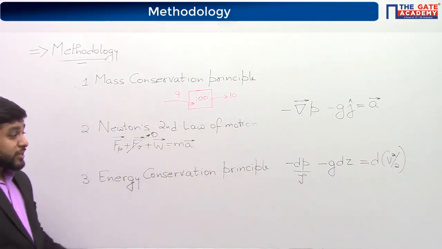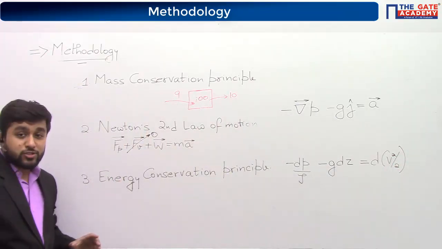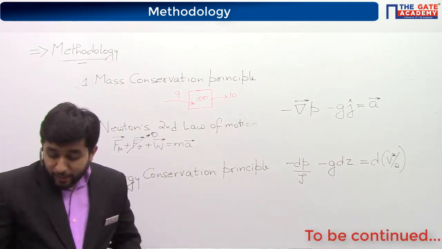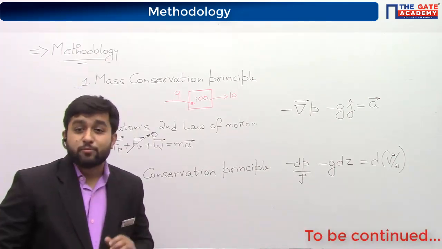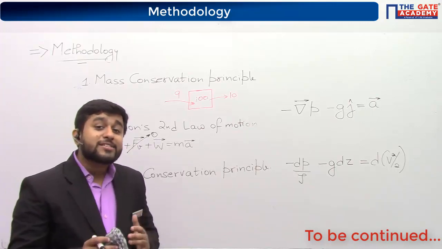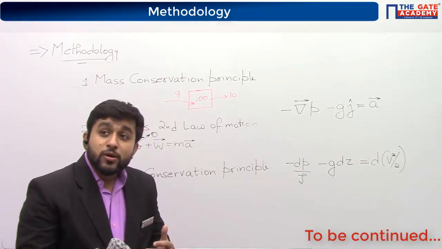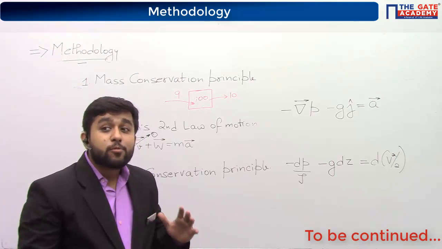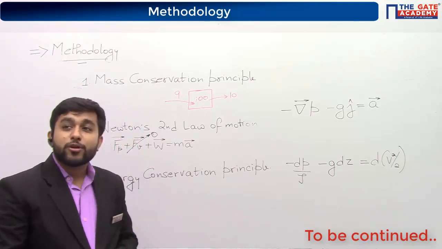Okay, so there are two approaches to write down these equations. One is the Eulerian approach, the other one is the Lagrangian approach. And to understand these approaches, I will discuss with you how to solve the traffic problem of a city. Okay, this is what I am going to discuss with you.